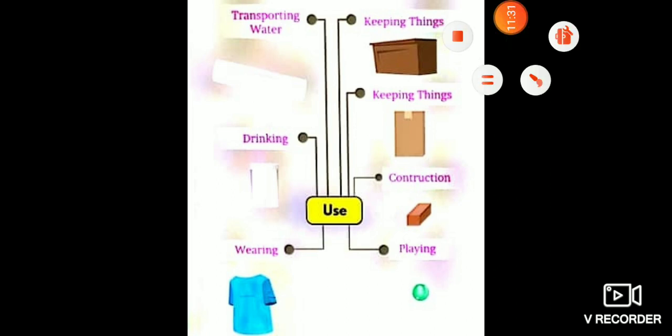All objects around us are made up of one or more materials. These materials may be glass, metals, plastics, wood, cotton, paper, mud or soil, etc.